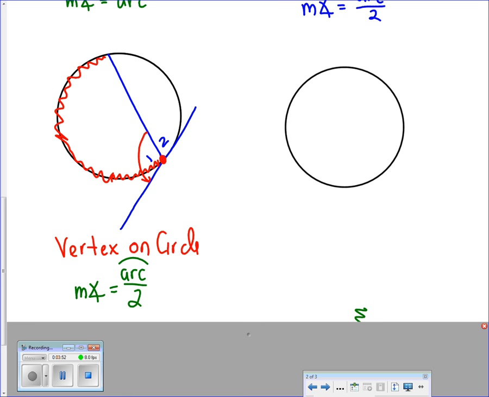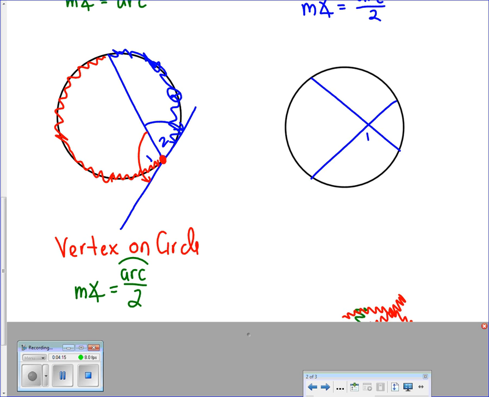Okay? The same would go true for angle 2. So angle 2 would cut this arc, the one on the other side. And so if I was writing an equation and I wanted to write a relationship between angle 2 and that arc, I would use this: angle equals arc divided by 2.